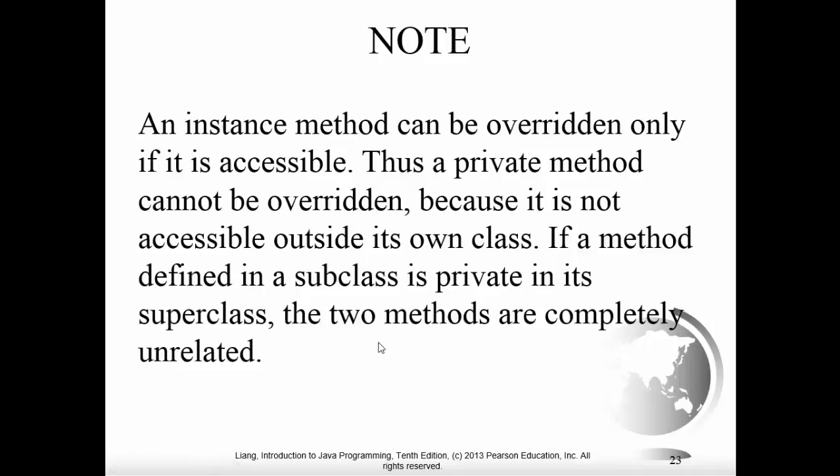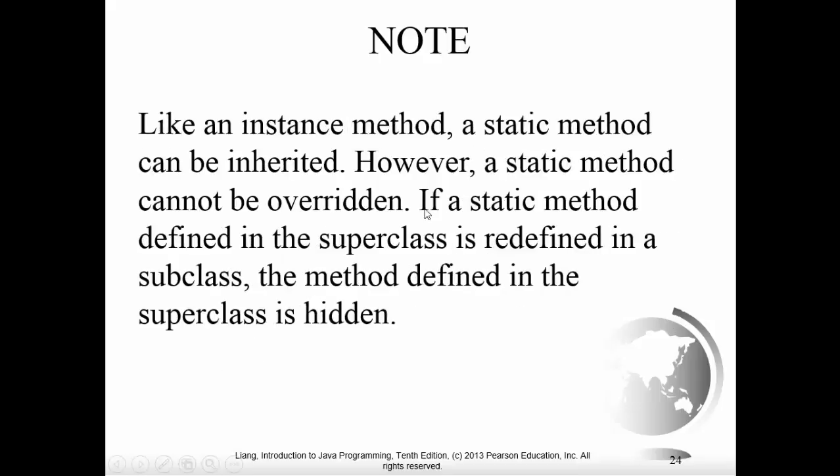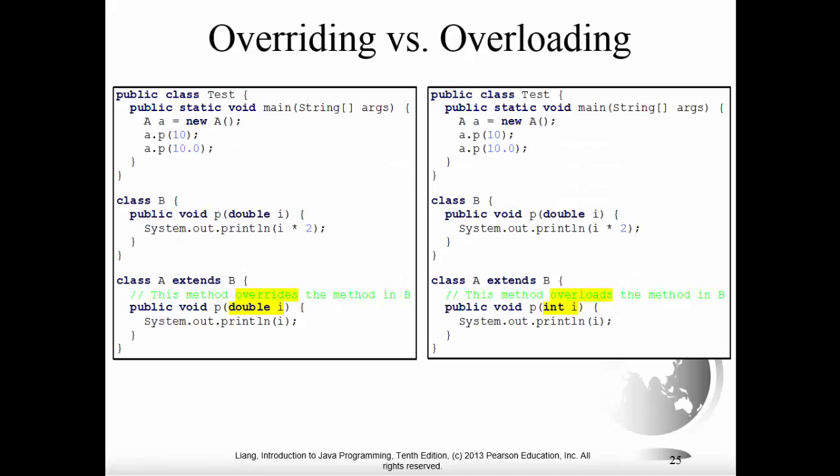We can only override a method if it's public. So we've got to make sure that we don't have it listed as private inside its class, or we won't be able to override it. Now, a static method can also be inherited, but it cannot be overridden. So if we have a static method in our superclass and it's redefined in a subclass, the method defined in the superclass is hidden, so we wouldn't have access to that method by using the super keyword to get to that method. So we have to be careful of that.